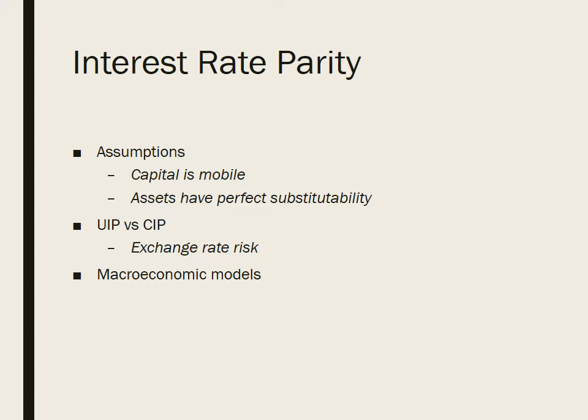When the no arbitrage condition holds without the use of forward contracts, we have uncovered interest rate parity. When it holds with the use of forward contracts, we have covered interest rate parity. Because of the use of forward contracts, the covered version implies little to no exchange risk compared to the uncovered version. Even though there is less empirical evidence to support the uncovered version, both conditions are widely used in different macroeconomic models.